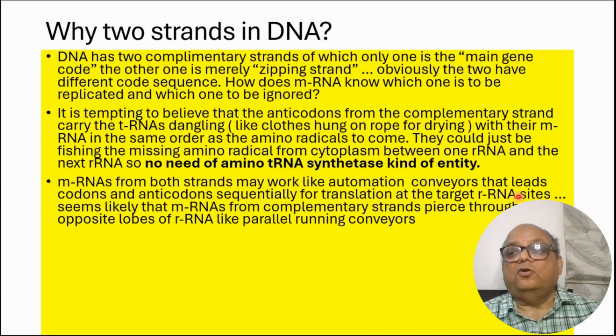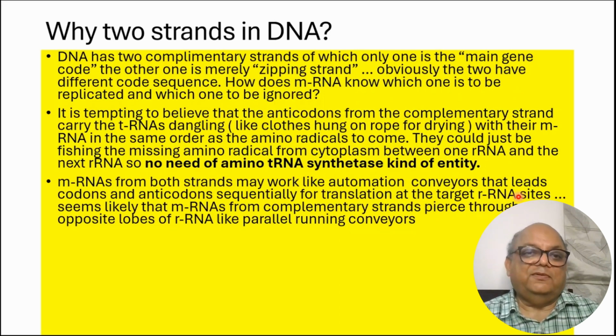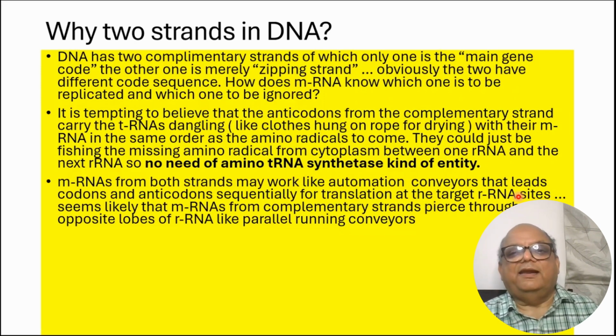So one conveyor gets the codon on top, the other gets the anticodon at the bottom, mRNA, and the tRNA is dangling to it, and it is picking up, it is fishing the amino radical when it comes to cytoplasm, and then it assembles the protein, and after that it fishes the next amino radical from cytoplasm, assembles the next protein, and like that it can go on like a factory, like a mass production protein factory.